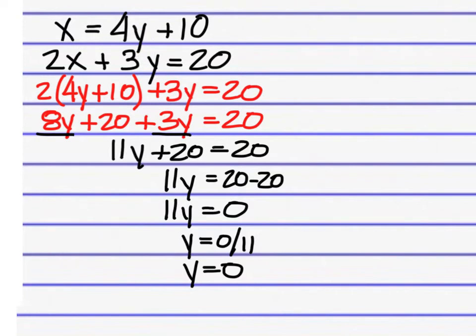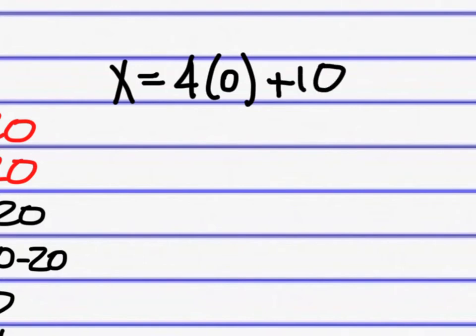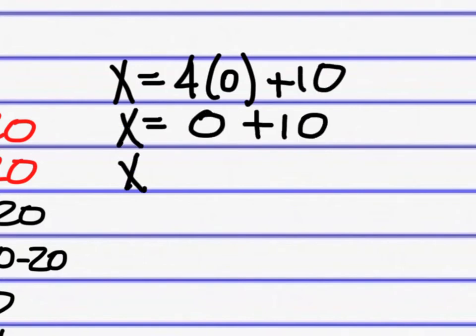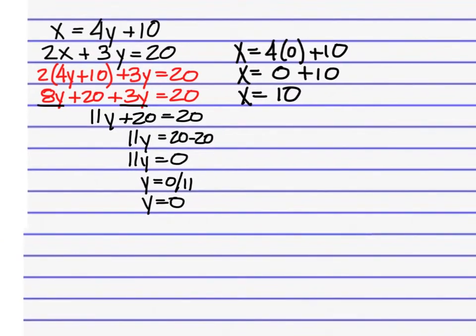So that would be x equals 4 times 0 plus 10. So 0 plus 10 is going to be 10. The solution, x is 10, y is 0.